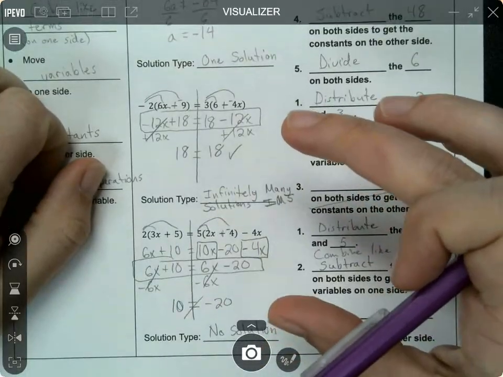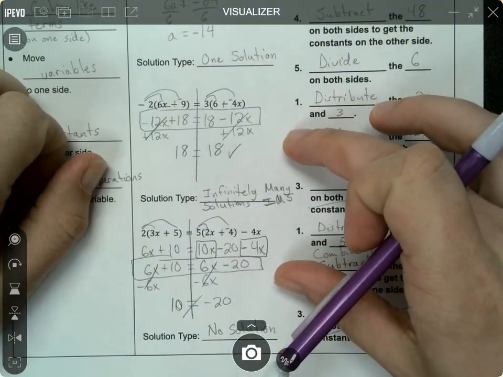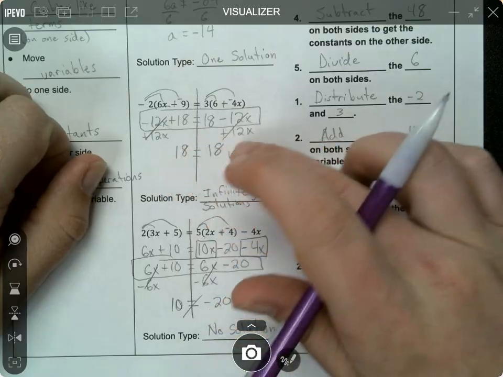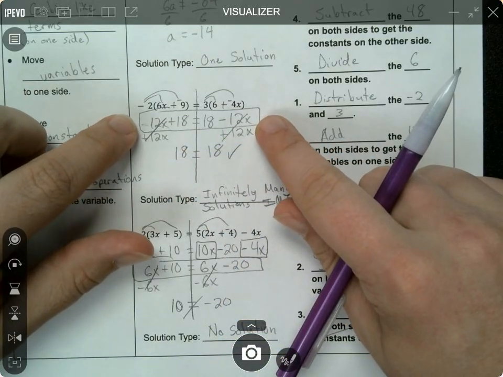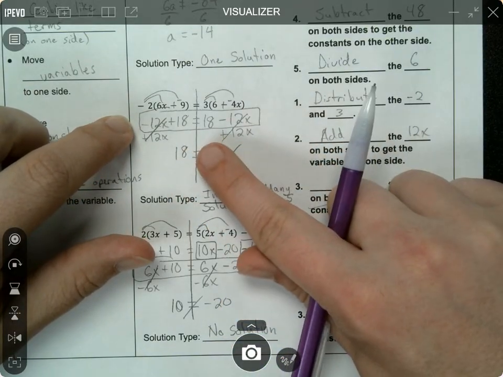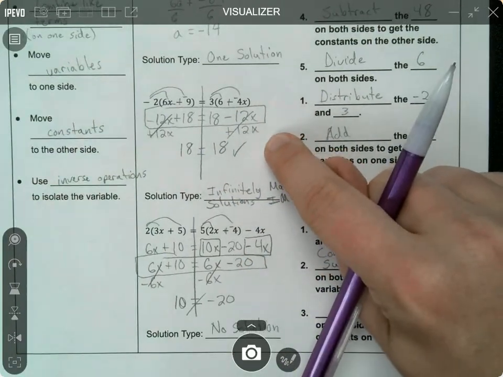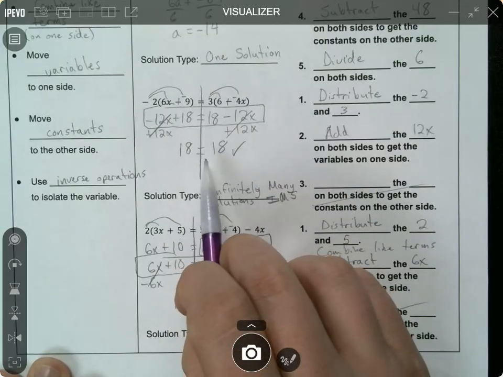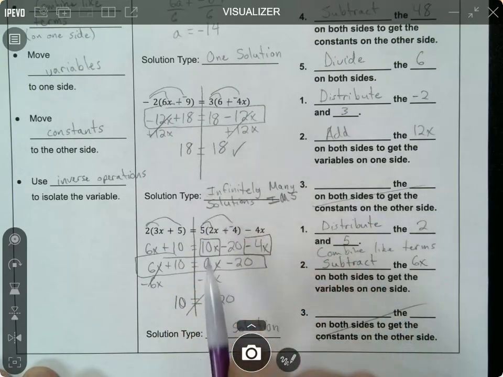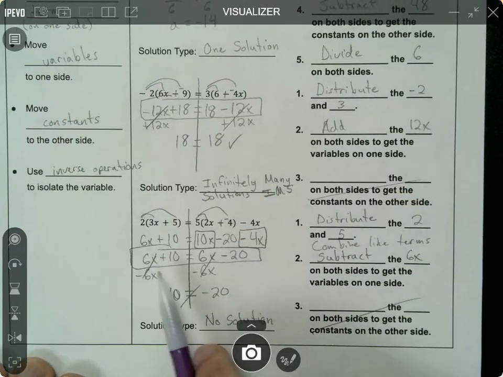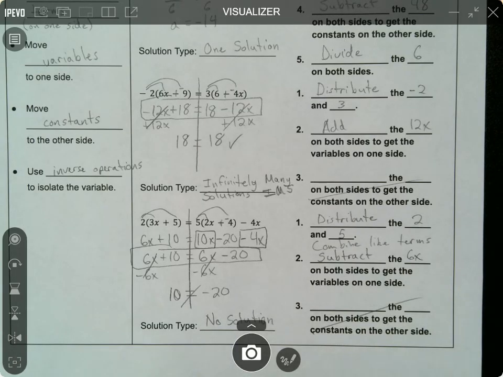We can't find specific solutions on these because our variables end up canceling each other out because they're the same. If we try that step of getting variables to one side, we will lose both of our variables. So for infinitely many solutions, your left side constant will be the same as the right side constant. For no solution, when you end up canceling your variable terms, your left side constant will be different than your right side constant. Do I have any questions on this? That is the only new material on this set of notes today.